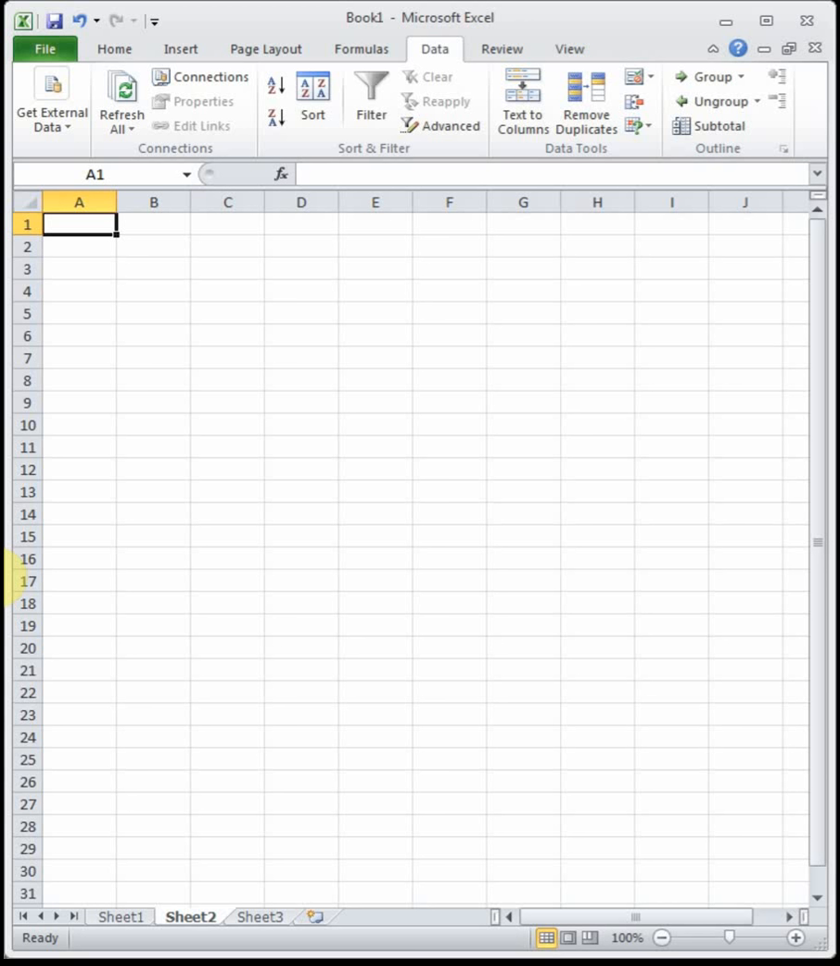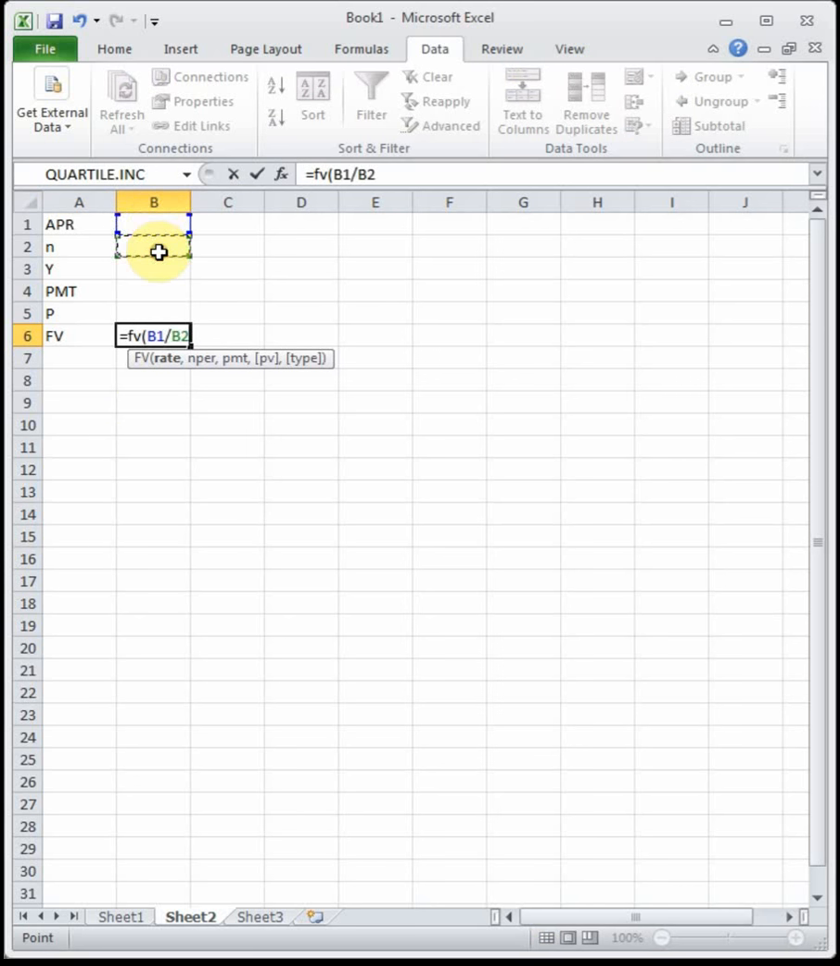I'm going to set up the same table, and again, I'm going to set up the table by looking at the inputs of the FV function. So it's APR, then N, Y, PMT, P, and then my function is FV. That's the future value. It tells me how much money I'll have in my savings account. And it's equals FV, open parenthesis, APR divided by N, comma, N times Y, comma, negative PMT, comma, negative P.